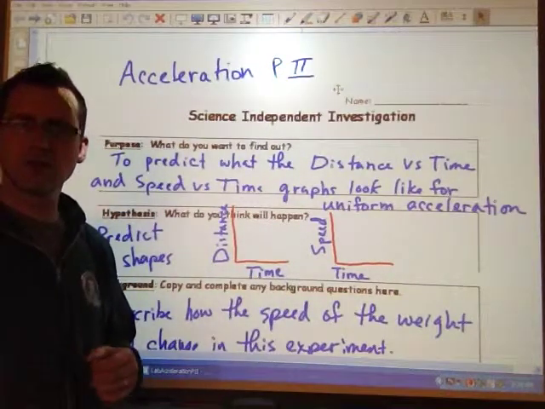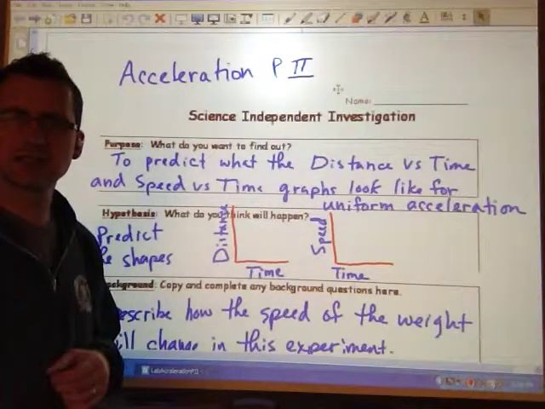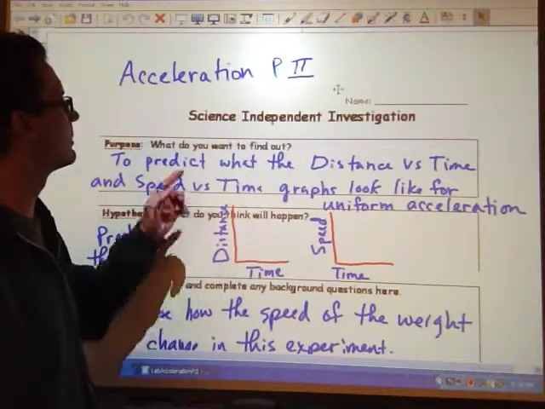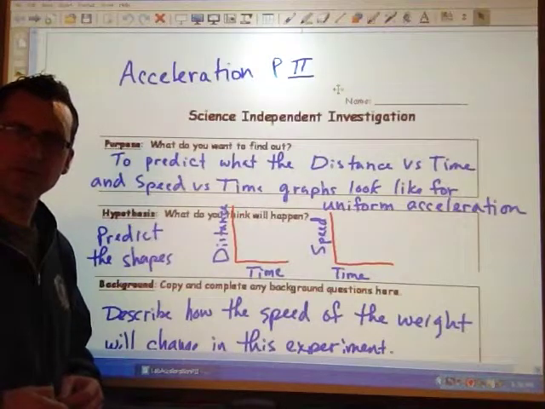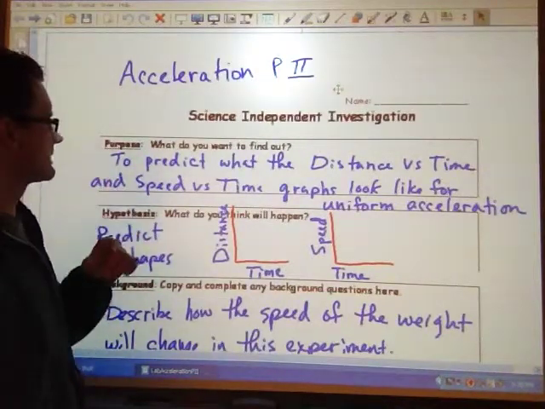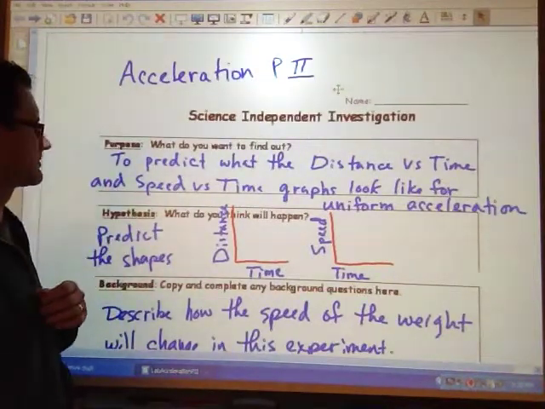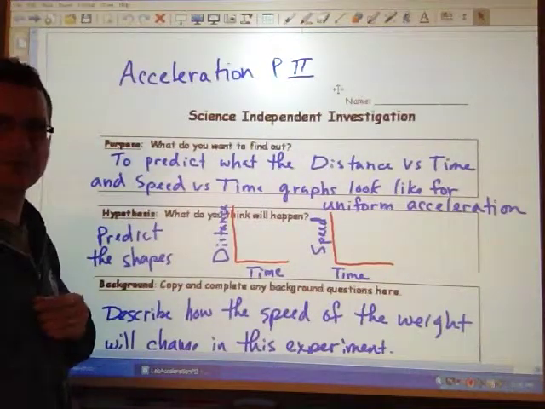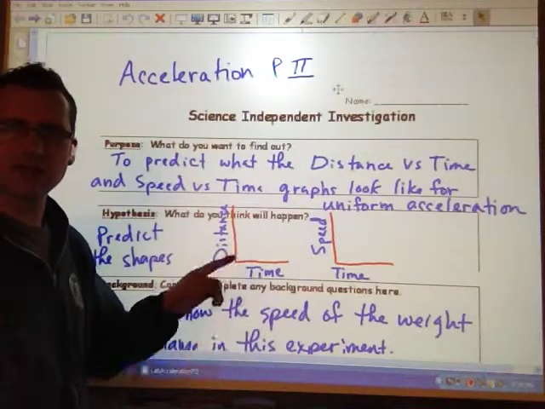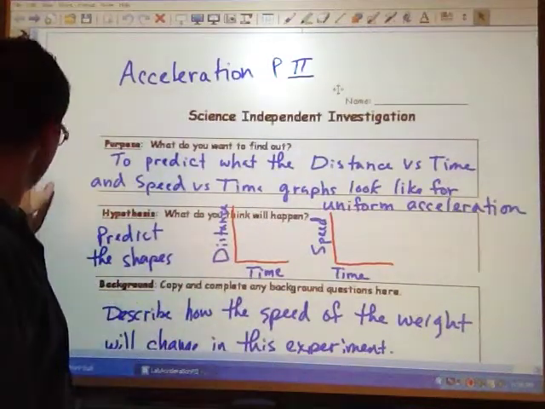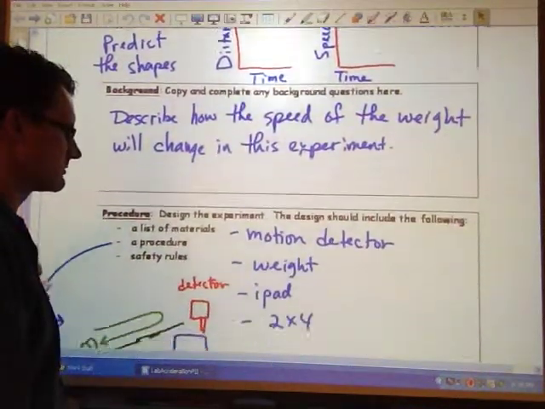If you're watching this video, you have chosen to do the second acceleration lab, acceleration part 2. It's very similar to the previous one, except with a little bit of a twist. Once again, predict what the distance versus time and speed versus time graphs look like for uniform acceleration. We're making a prediction for distance-time and speed-time like before. The only twist here is what we're going to be doing.